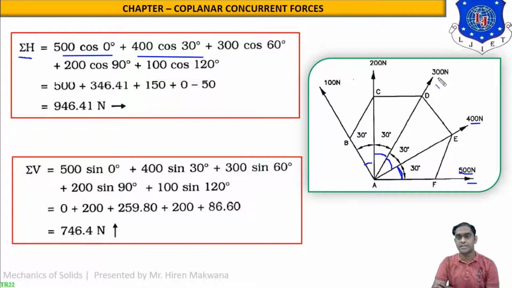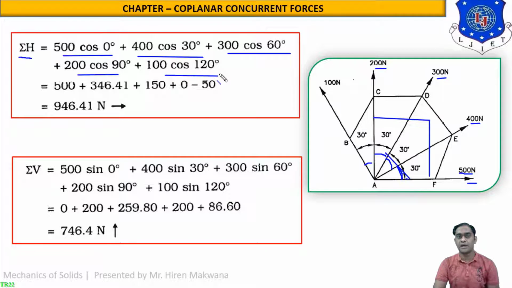The next force is 300. So 300 cos 60, because this 300 is making 60 degree with the x-axis like this. The next force is 200 and it is vertical. So the angle with the x-axis is 90. So 200 cos 90. And the last force is 100, which is making 30, 30, 30, 30, total 120 degree angle from the x-axis. You can see over here. So the term is 100 cos 120.